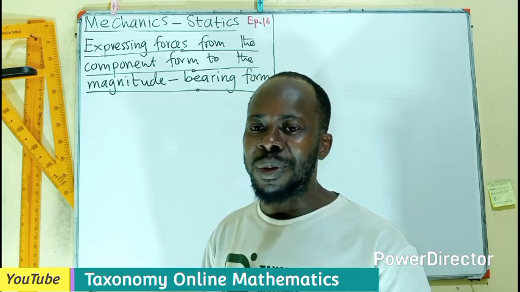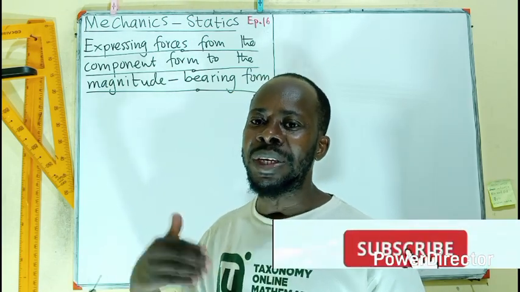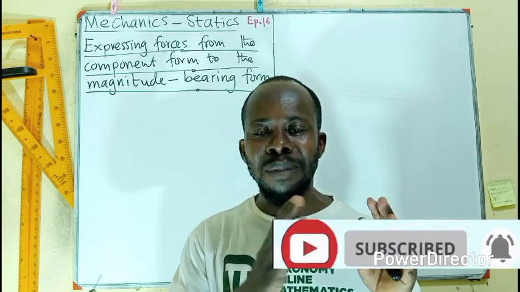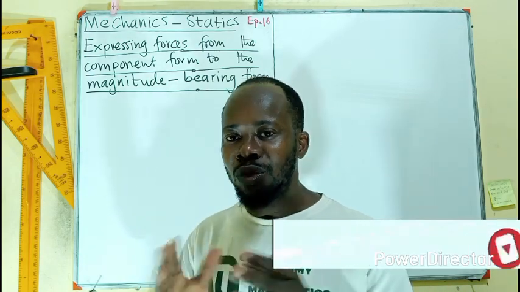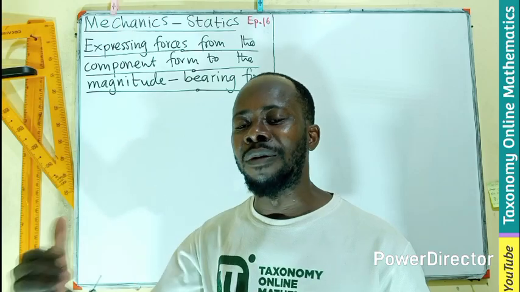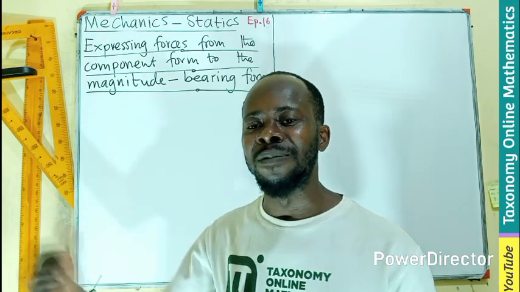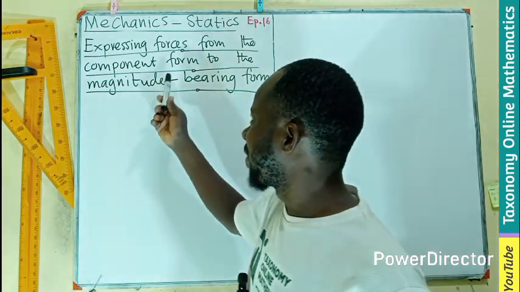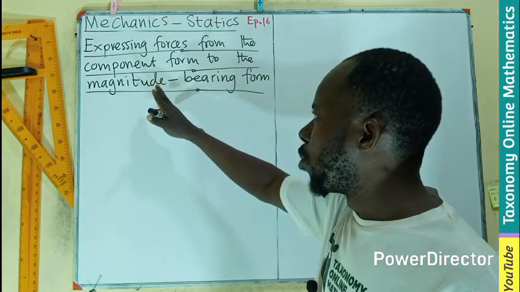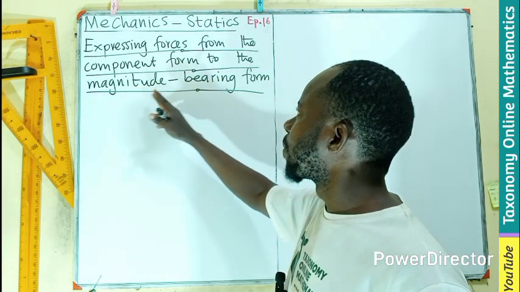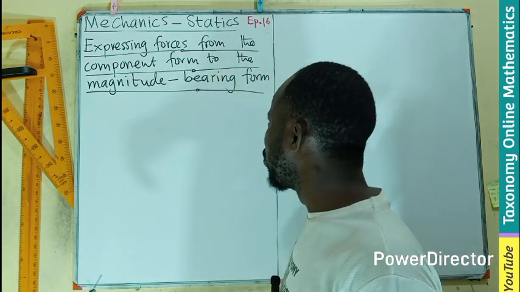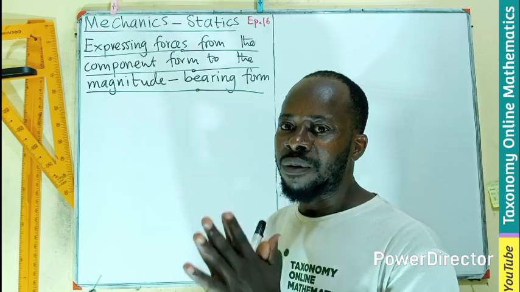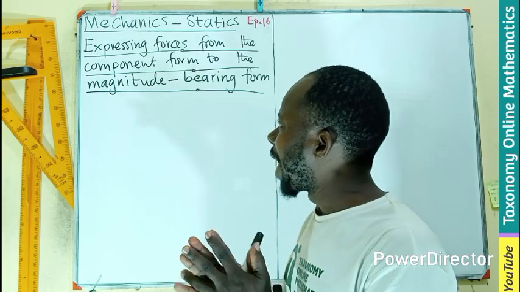In the just ended episode, which is episode 15, we dealt with how we can resolve forces from the magnitude and direction form to either the vector column form or the Cartesian coordinate form. We are taking the reverse of that, expressing forces from the component, which is the vector component form, to the magnitude and bearing, which is the same as magnitude and what? The distance form.